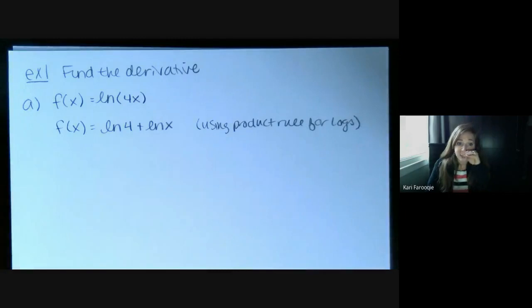Now, note that we didn't actually take a derivative yet. All we did was rewrite the function to make the derivative easier for us to find. Now, the natural log of a constant is also a constant. You can always put that in your calculator if you're not sure. The derivative of a constant is still going to be 0.